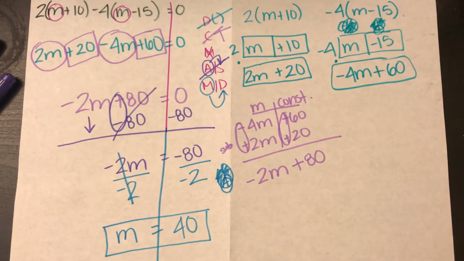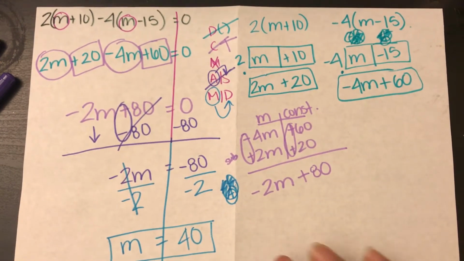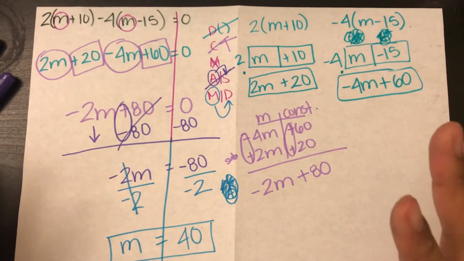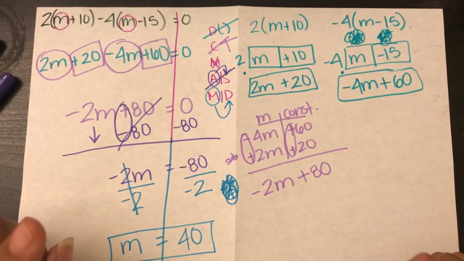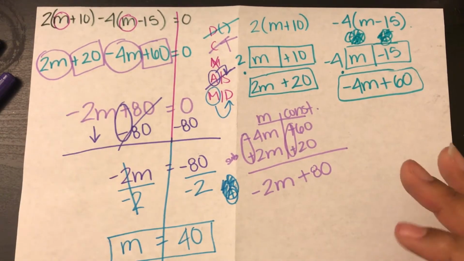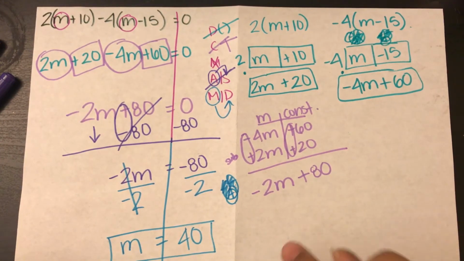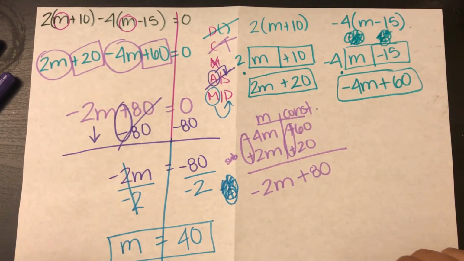I mean, a pretty long process, but look at all that work that we did. This is the most complicated that a multi-step equation is going to get for the 7th grade. 8th grade gets a little harder.